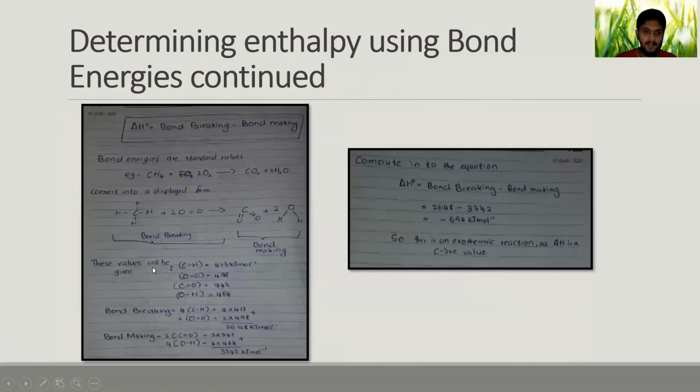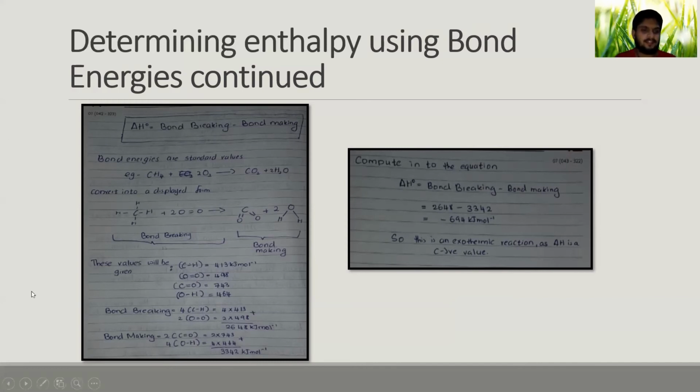Now, for delta H, the enthalpy change, we have a small formula. You can just memorize this formula. The enthalpy change is basically bond breaking minus bond making. In other words, bond breaking is endothermic, bond making is exothermic, so you can just say endothermic minus exothermic also. Remember it in any way you want. Okay, no problem. So I have an example there.